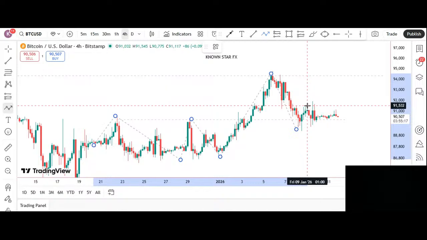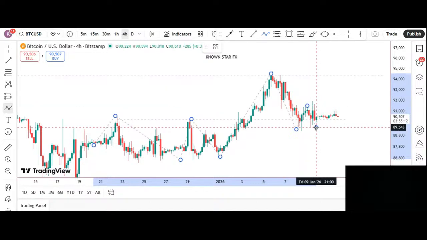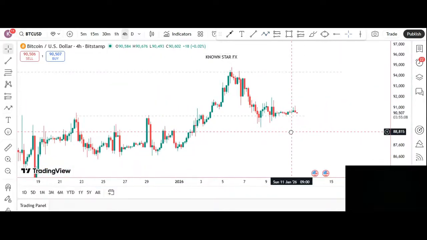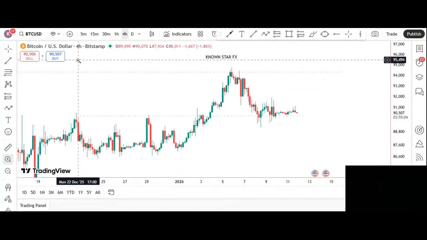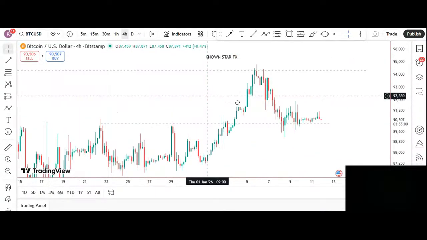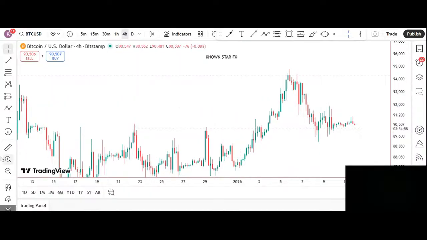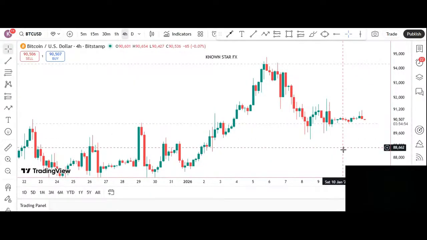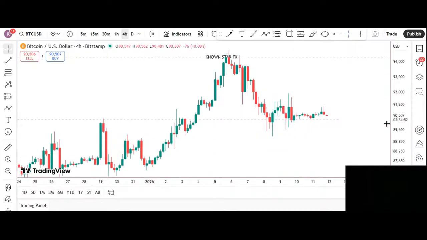And looking at this correction, it's more like the buyers are trying to get into this market, right? Do you agree with me that it's looking like the buyers are trying to get into this market?